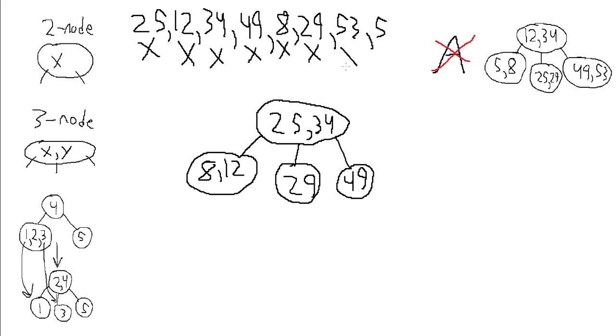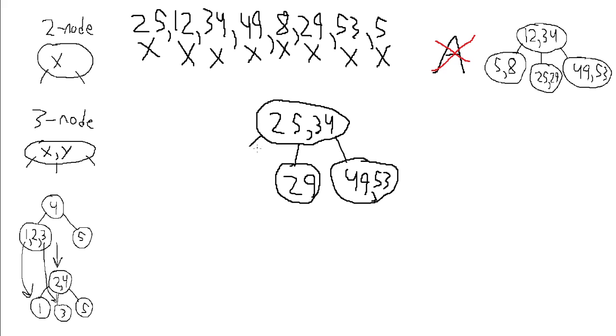Next, we insert 53. 53 is greater than 25, and it's greater than 34. So it goes to the rightmost branch, and it joins the leaf with 49. Then we see we've got one value left, the 5. We insert the 5, and we see that 5 is less than 25 and less than 34. And so the 5 goes down to this leftmost subtree, and it joins the 8 and the 12, because that is a leaf node.